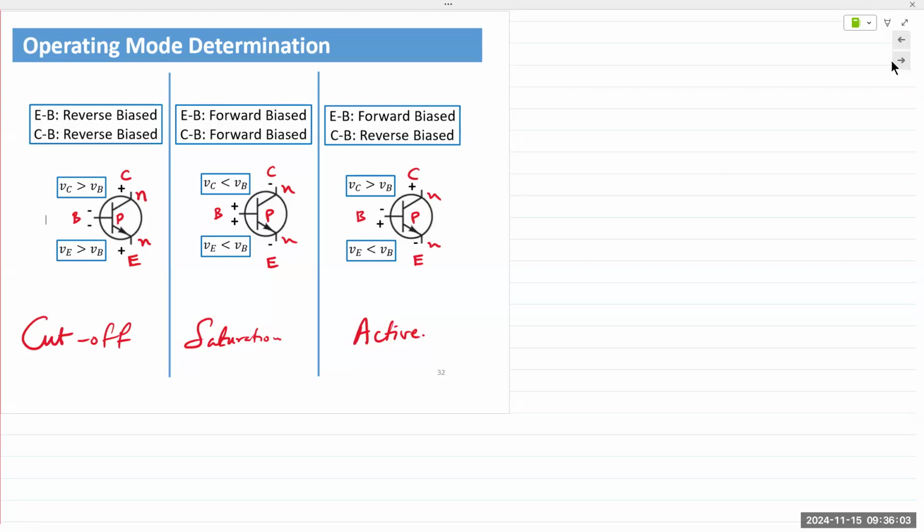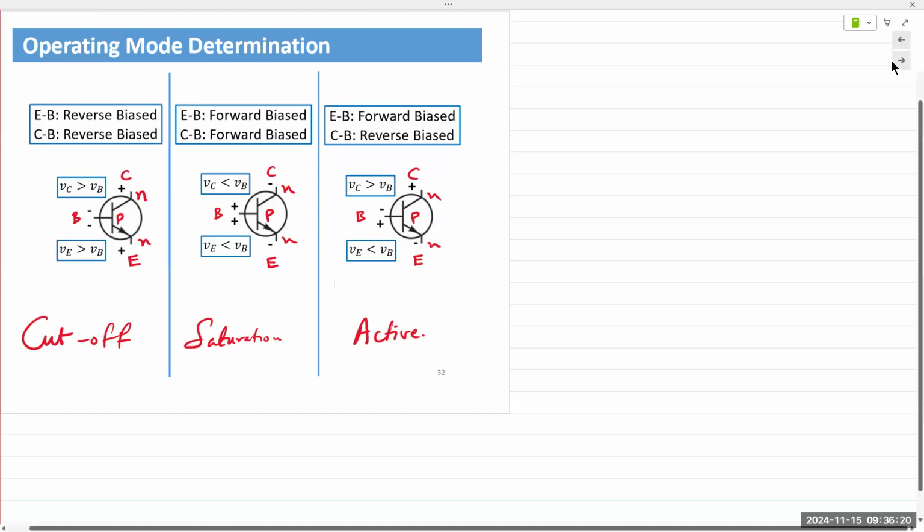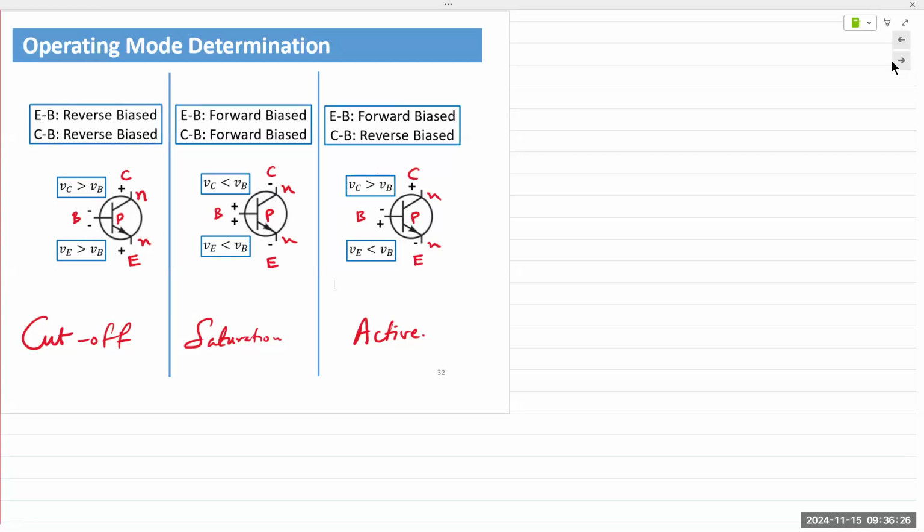And then, of course, the last case is where the collector voltage is higher than the base voltage, so then it's reverse bias. And here, the base voltage is higher than the emitter voltage, and then it's forward bias. When we are trying to determine the operating regions, the first thing we check is VBE, or the base emitter junction.